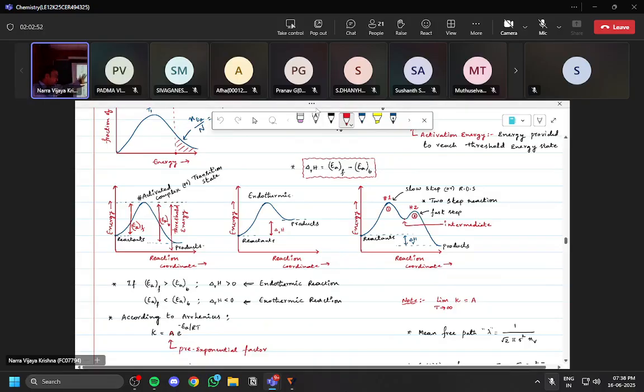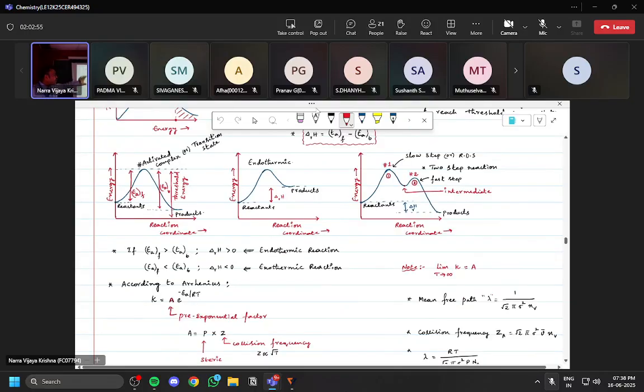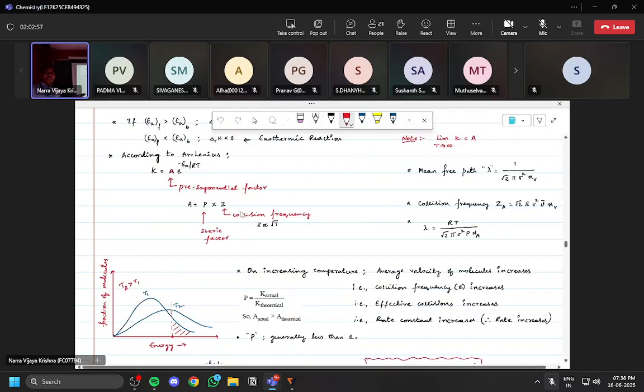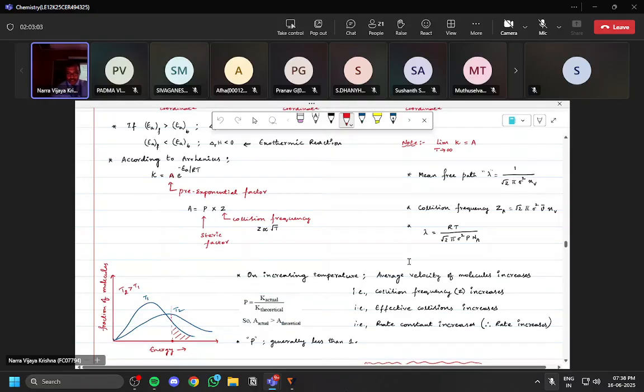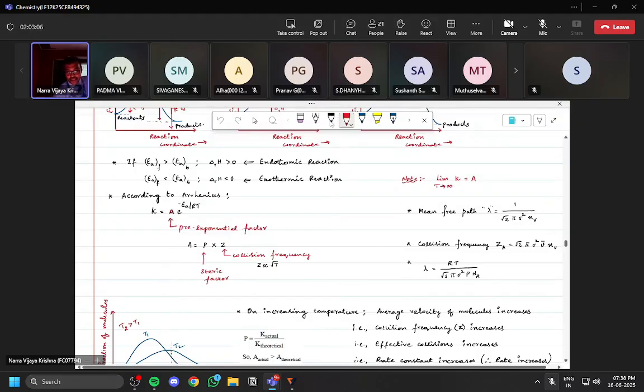Any questions? Same thing we have written according to Arrhenius. Same thing only now, here I missed a few more points. Two equations I have not written: the ZAA equation and the ZBB equation. What is ZAA? Just now we have seen. ZAA is 1 upon root 2 pi sigma square average velocity NV square. Correct? What is ZAB?